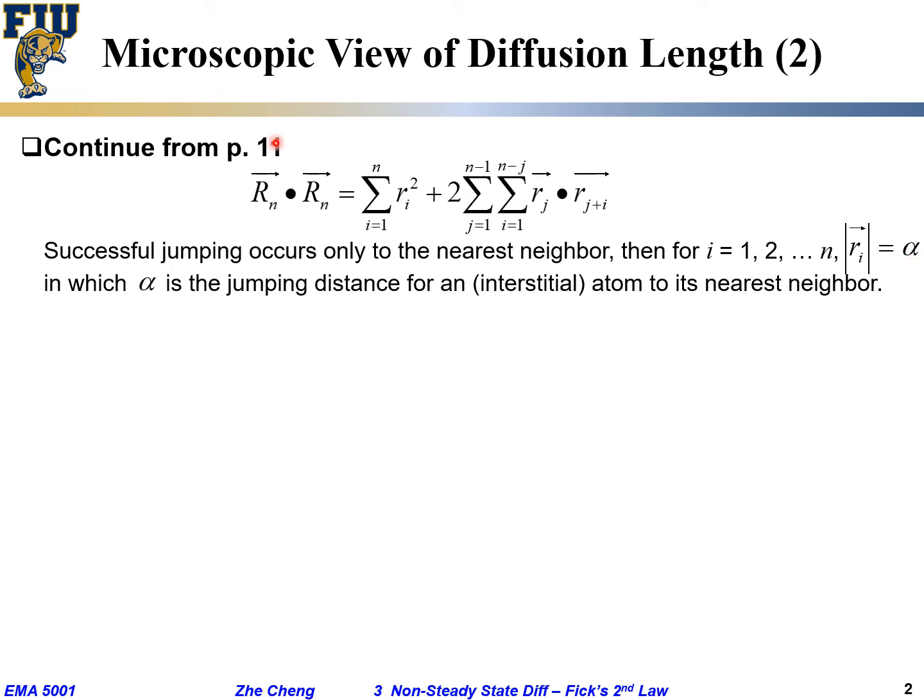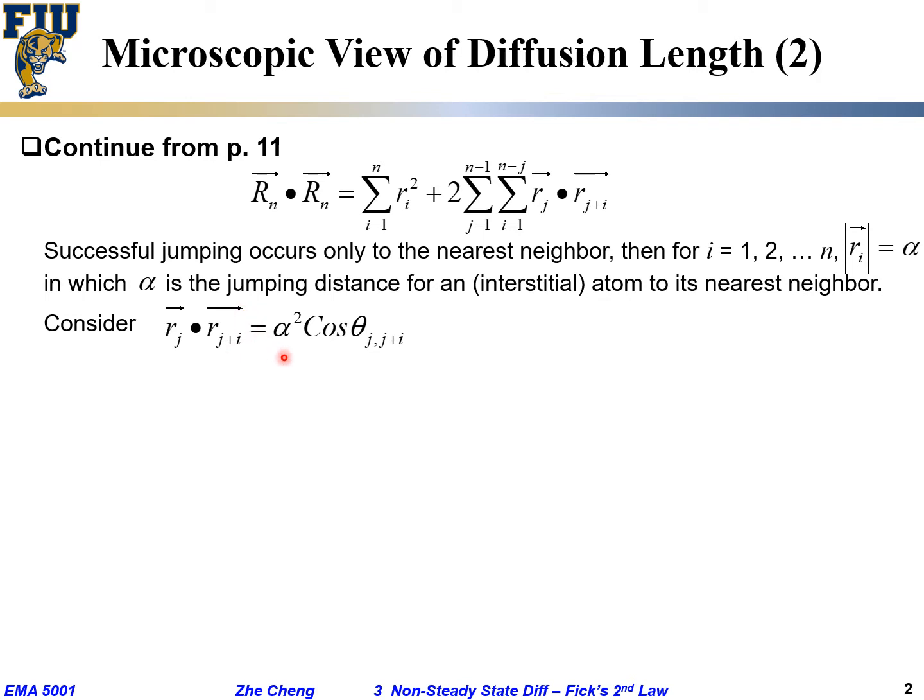As a result, alpha is the jumping distance, as we said before, and for an interstitial the jump is always to its nearest neighbor, right? It can jump, most likely, only to its nearest interstitial site, not to the second nearest. Make sense? Can it jump to the second nearest? In principle, it can, but the probability of that is extremely, extremely low. Make sense?